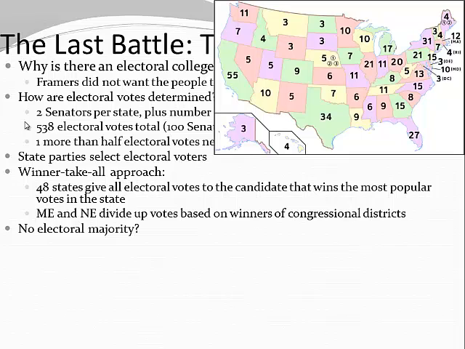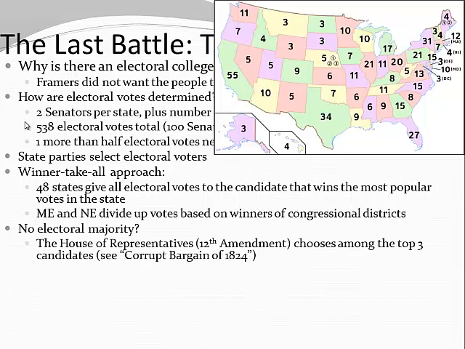What happens if a candidate does not have an electoral majority? Well, the House of Representatives, according to the 12th Amendment, gets to choose among the top 3 candidates.